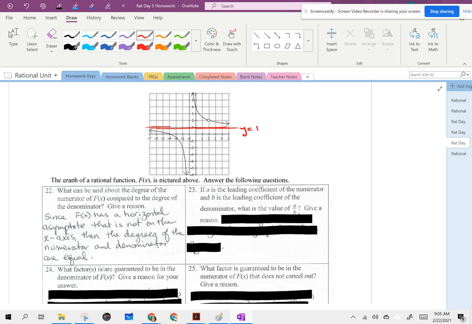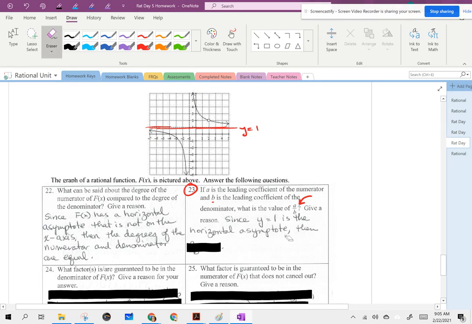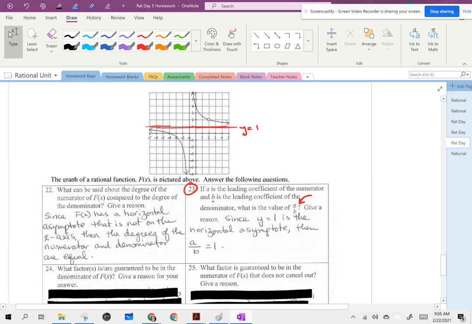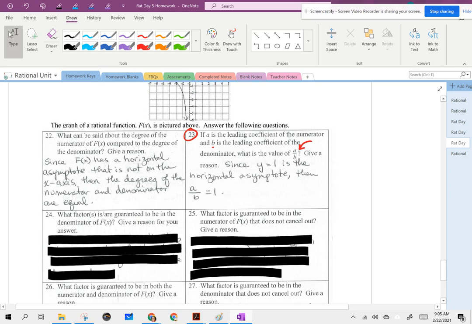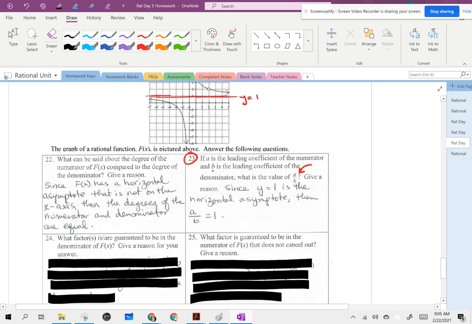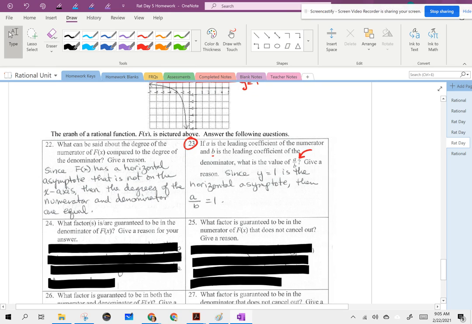Okay. If a is the leading coefficient of the numerator and b is the leading coefficient of the denominator, what is the value of a over b? And then give a reason. And so here we know that since y equals 1, then the ratio of a over b needs to equal 1. Okay. So we can write that down. Number 24, what factors are guaranteed to be in your denominator, and then give a reason.